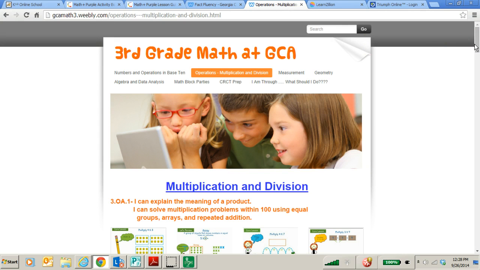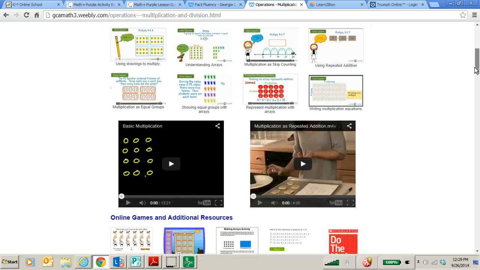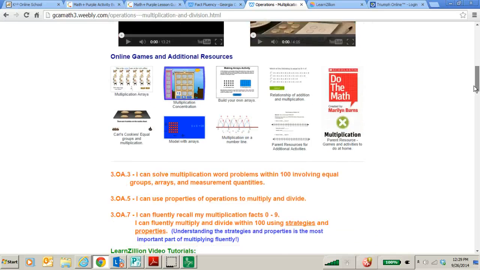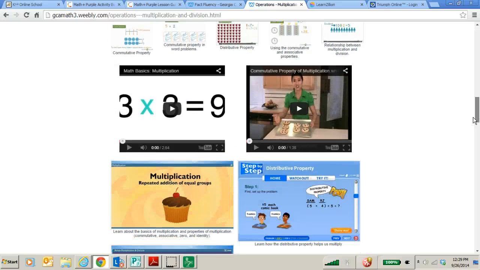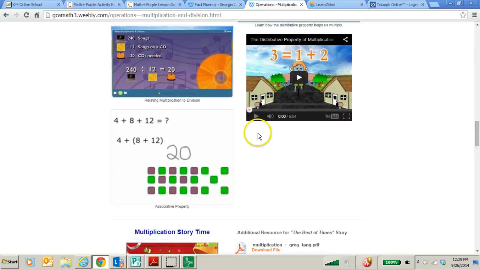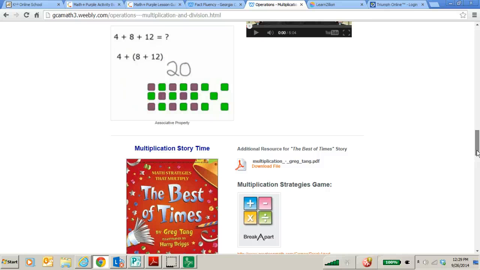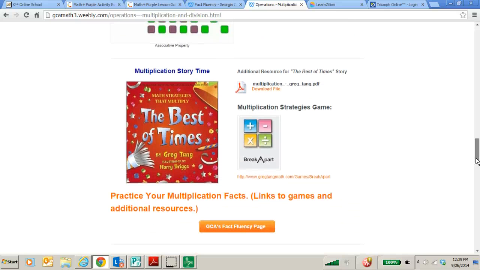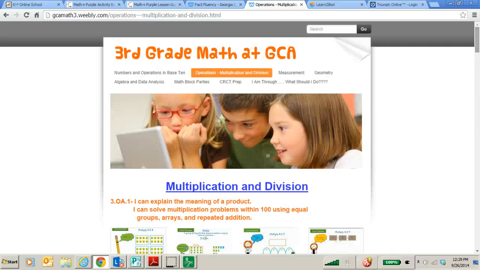When you go to the third grade specific page, again, you're going to have more access to basic videos and understanding arrays and the area model. You will have opportunities to explore what it means to multiply by multiples of 10. It also shows you some ways to decompose and use those properties of multiplication, because the thing that's important is it doesn't matter the order of the numbers when you multiply. And so you can decompose and break things apart so that they make sense.